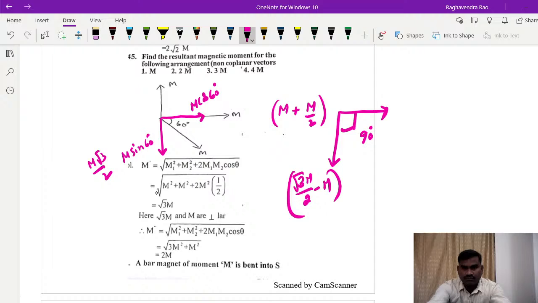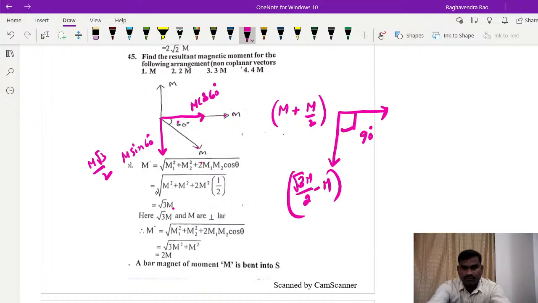So now we can apply root over m1 square plus m2 square. Otherwise it can be taken like this. In this method, first he has calculated the resultant of m and m acting at 60 degree, and he got root 3m. Now root 3m and m are at 90 degree. So like this they calculated the values. So in this manner we can calculate, and in this way also we can calculate.